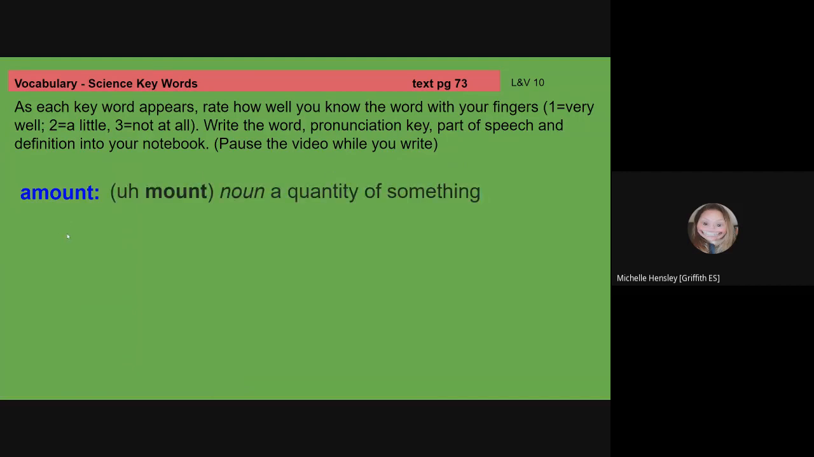All right, and amount, 2 syllables here, amount, and mount is the syllable that is stressed. We can tell because it's in bold. Amount is a noun. That's the part of speech. It's a person, place, or thing, and it means a quantity of something. Amount, 2 syllables. Noun, meaning a quantity of something. Please write that down in your notebook.